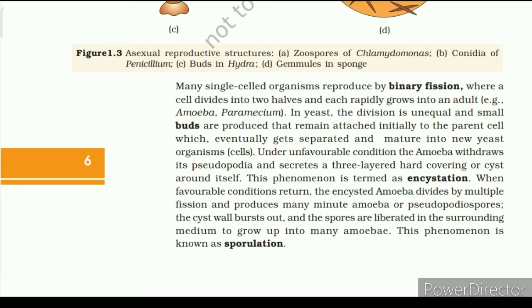Under unfavorable conditions, the amoeba withdraws its pseudopodia and secretes a three-layered hard covering or cyst around itself. This phenomenon is termed as encystation.